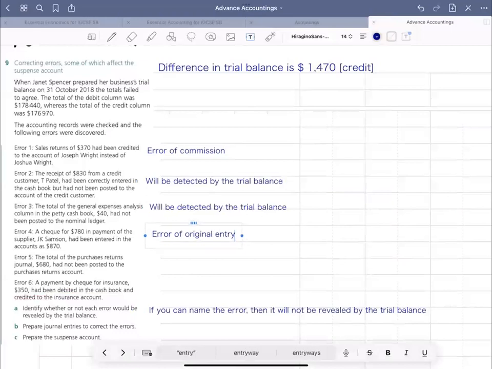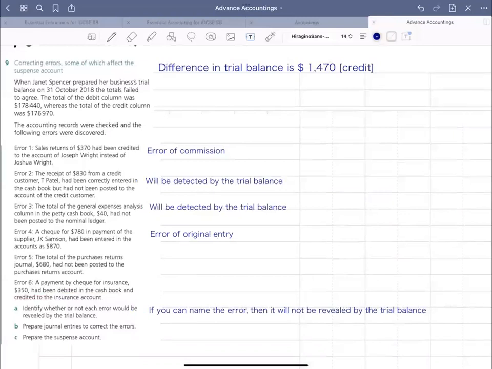So on both sides, we actually debited 870, also credited 870. So our error of original entry, whereby the number has been written wrongly on both sides. So there will be a balance still, but it's a wrong balance. Okay, so the trial balance will not be able to detect this because there's a name for it.